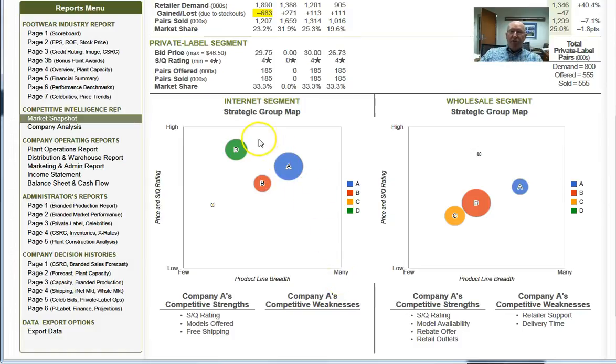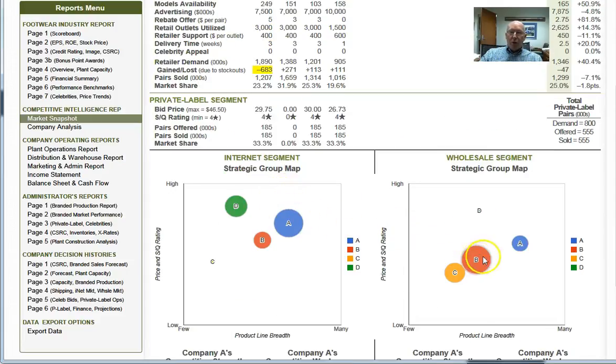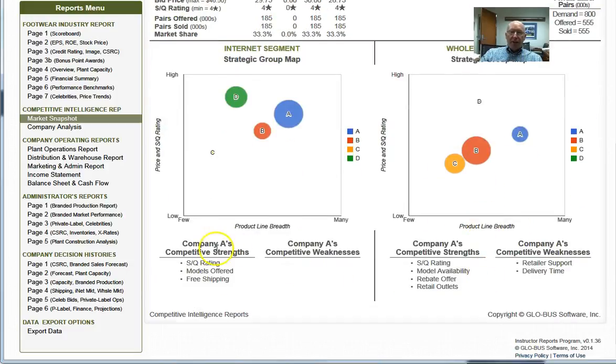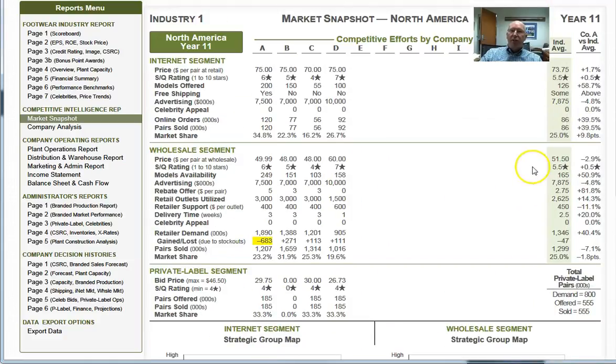The bottom part of the screen is the strategic group map. I find this interesting from the standpoint of showing you what was offered and who has the market share. These strengths and weaknesses I recommend you pay virtually no attention to, because it's simply going to say where were you above the industry average and where were you below the industry average. You may be intentionally below the industry average in those areas, and so they're not truly a weakness.